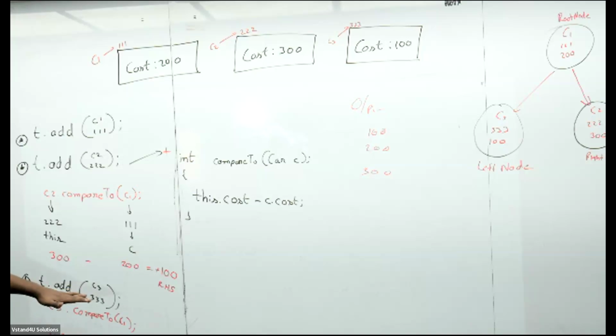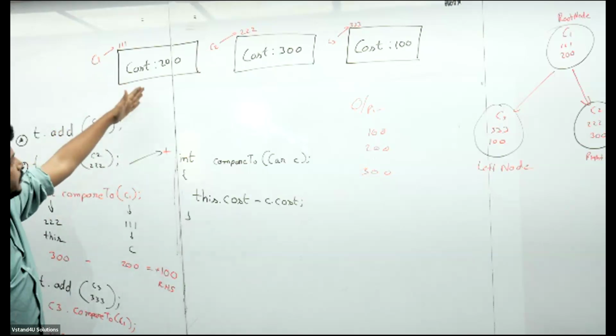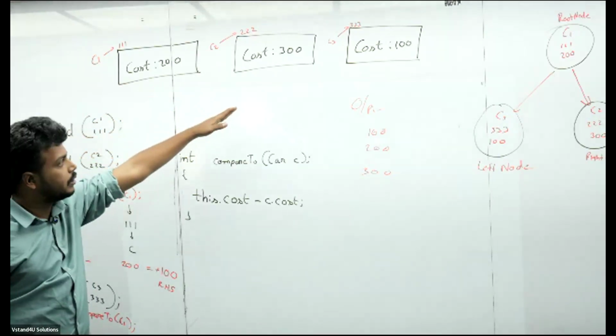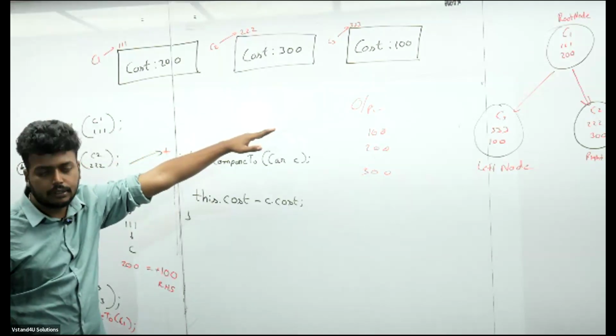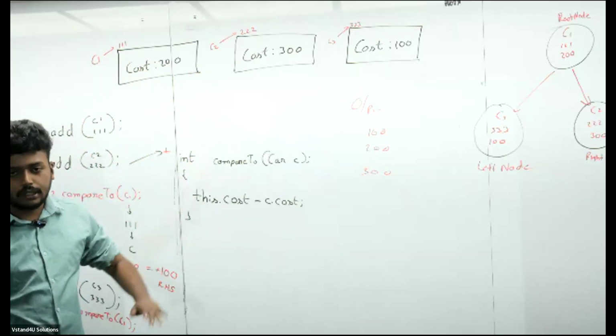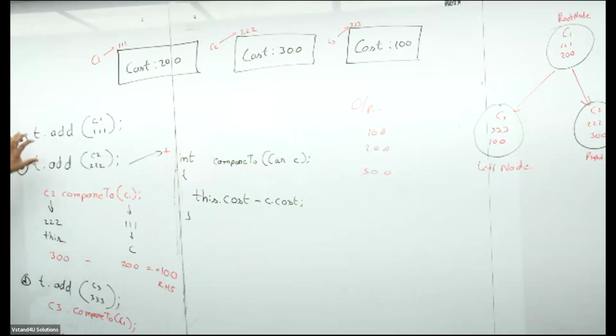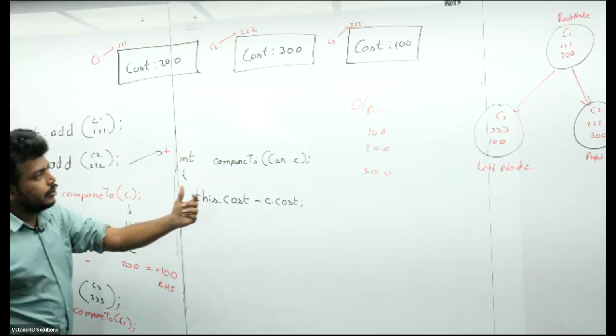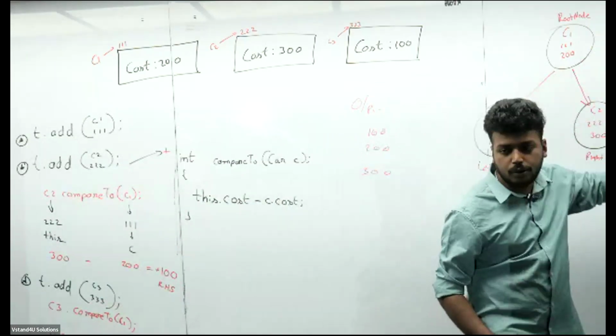This is the tracing part of the program. There we have created three different objects, no? Like C1, C2, and C3. In C1 we are storing 200, in C2 we are storing 300, in C3 we are storing 100. Understood? See, while adding the element, first I will add t.add(c1). When I add c1, what is the value of C1? 100 will be stored as a root node.